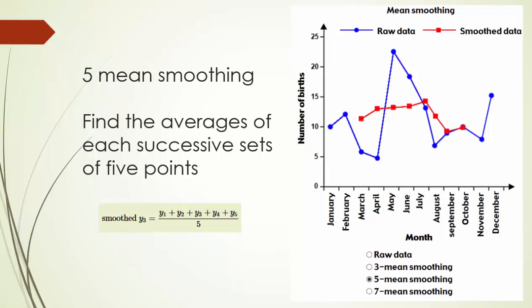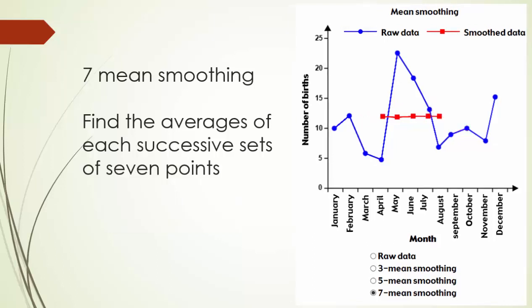We do the same with 5 mean smoothing, so we take the first 5 points. The middle month of January, February, March, April, May is March, so above March we put the average of those 5 numbers. Then we go February, March, April, May, June, and put in a number above April and go all the way through. That is 5 mean smoothing, which produced an even flatter line than 3. Guess what 7 will look like? You might be surprised, it looks like that. Well, there you go. You can do that if you want, or if you're asked to.